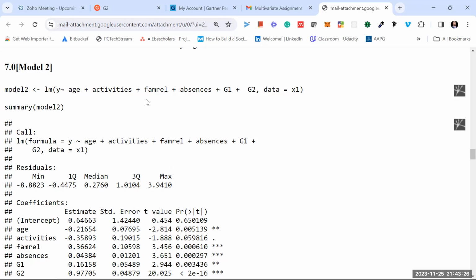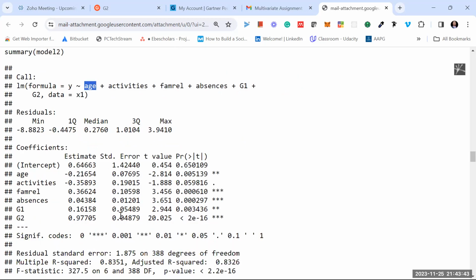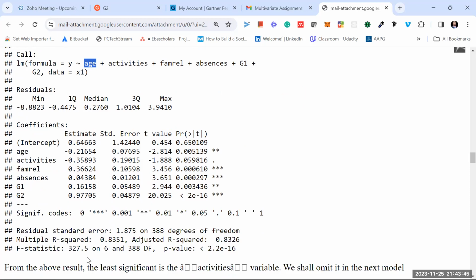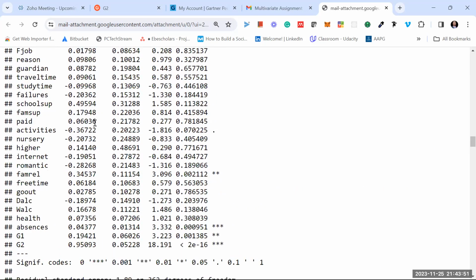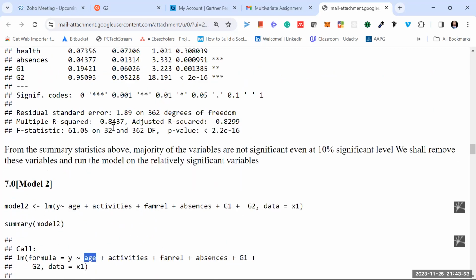So we decided to take all the important ones, and we model them together. Remember, we have only age, activities, farm real, and then G1 and G2. We included G1 and G2 because we've been told already that they strongly correlate. So when we do this and we look at the significance, for you to know how important these four are, when using all of the variables, what are we able to get?